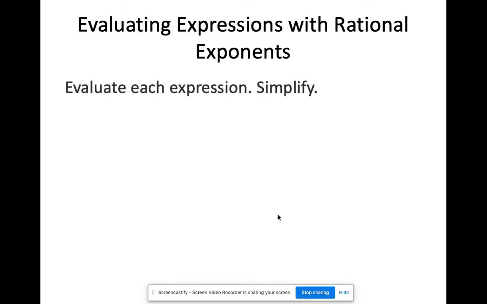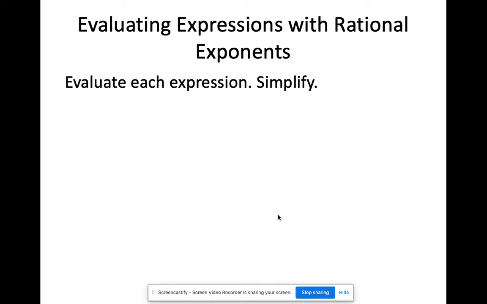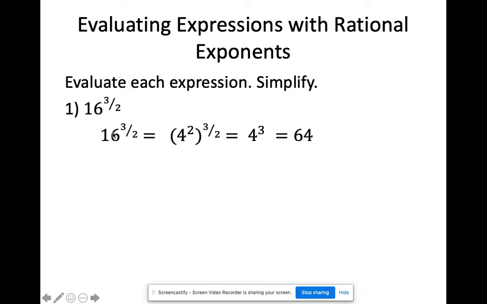So let's start working on some. Evaluate each expression and then simplify. You have 16 raised to the 3 halves. How do we do that? We all know that 16 is 4 times 4, or 4 squared. So I can change 16 to 4 squared. It's still going to be raised to 3 over 2. So it's an exponent raised to an exponent, which means the 2 here and the 2 down here on the fraction cancel out, leaving you with 3.